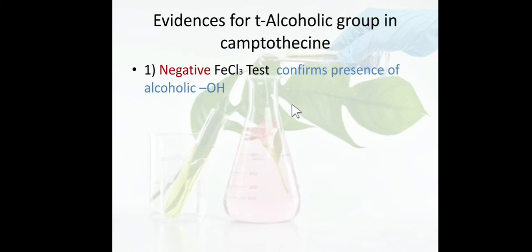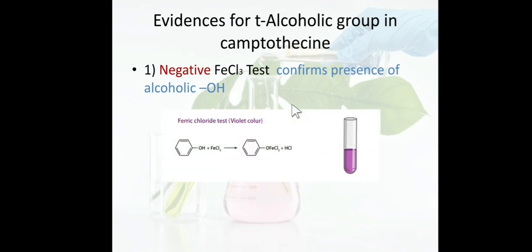Again, I have a few chemical methods listed for the presence of some important functional groups in camptothecin. So the first thing is a negative FeCl3 test confirms the presence of an alcoholic OH group. As in yesterday's lecture, we discussed that alcoholic OH cannot show the FeCl3 test, but phenolic OH shows a positive FeCl3 test, that is the appearance of violet color. So there is no violet color, or I will say a negative FeCl3 test confirms that the OH which is attached to the carbon having CH2CH3 is an alcoholic OH and not a phenolic OH.